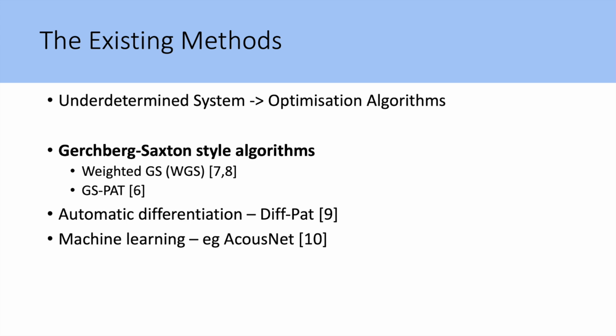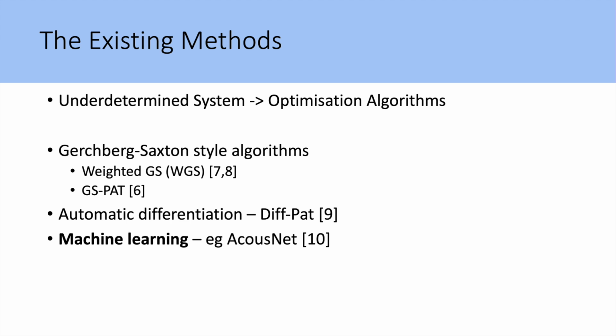GS-PAT is a different algorithm, which aims for speed. It can generate around 17,000 solutions per second. However, it suffers from reduced accuracy. More recently, machine learning has been applied to phase retrieval. An example of this is Acoustic, which uses a convolutional neural network.